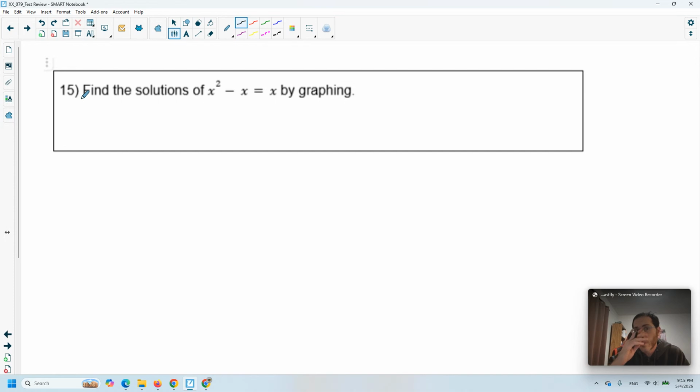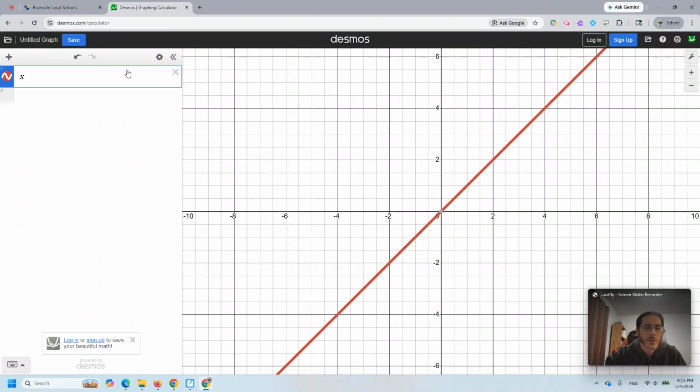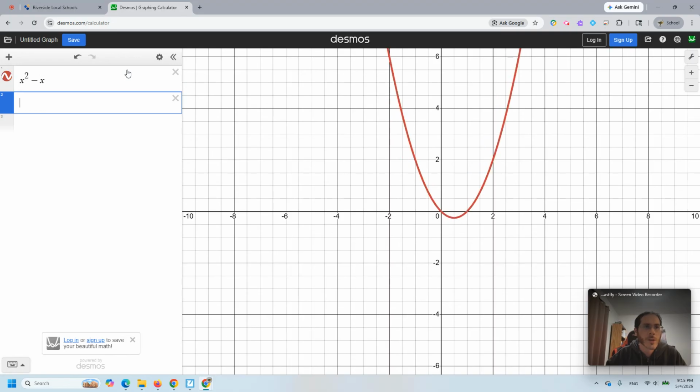For 15, it says find the solutions of x squared minus x equals x by graphing. All right, I guess I'll bring the graph up. So we want to put in each side separately. So x squared minus x, right here, and then we also have x. So we put in each side separately, and we can see we do get two different answers.